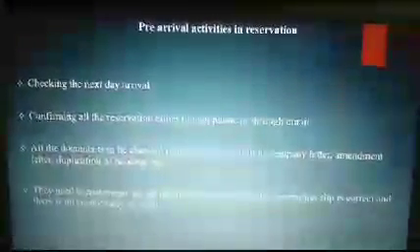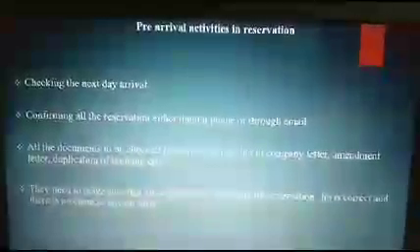Now, no-show. A no-show is a process where we are holding a confirmed booking and the guest doesn't turn up at night. Maybe he has paid an advance, or the reservation department has already taken the confirmation from the guest, but due to some reason the guest has not turned up at night. That we will consider as a no-show.